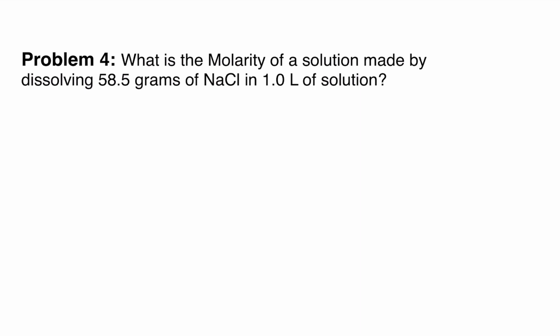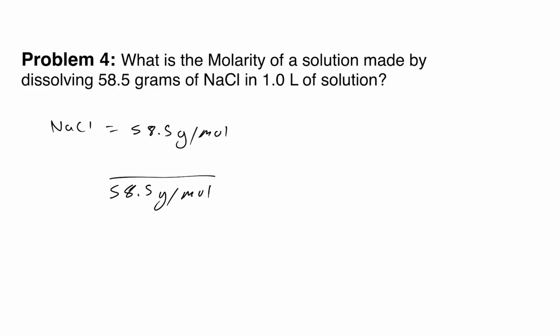So this here is a two-step problem. Firstly, we need to find the moles using the molar mass. So the molar mass of NaCl, looking at our periodic table, is equal to 58.5 grams per mole. So we're going to take 58.5 grams, and we're going to divide it by 58.5 grams per mole, and that'll give us 1 mole.